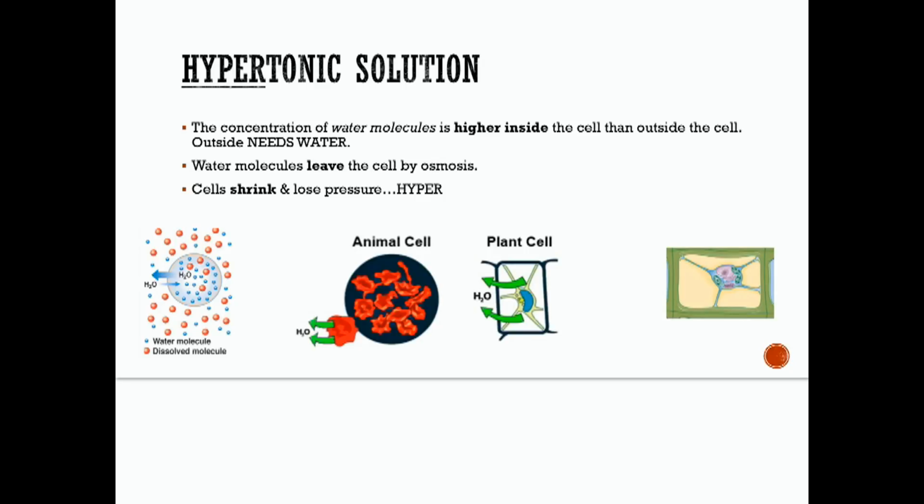Okay, but most of your water is going to leave the cell because the solution around the cell needs water. All right, and look at your animal and plant cell here. The arrows are leaving. The water is leaving the cell. Remember, a little bit still goes in. In this picture of the plant cell, holy moly, the cell is shrinking and losing pressure, okay?